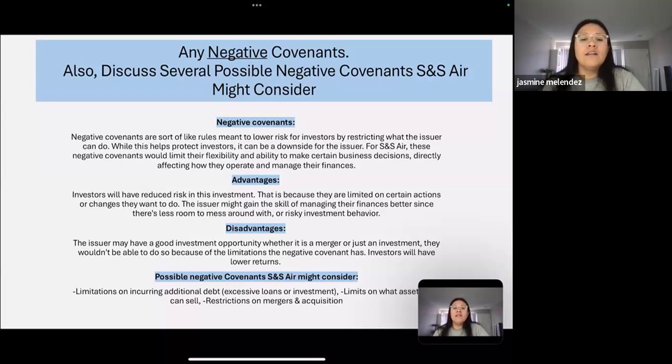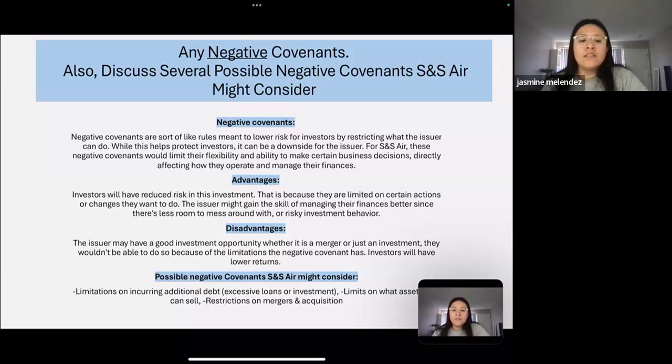So that prevents that. A disadvantage would be the issuer may have a good investment opportunity, whether it could be a merger or just an investment. They aren't able to do so because of the restrictions and limitations the negative covenant has. For the investors, on the other hand, they will have lower returns.